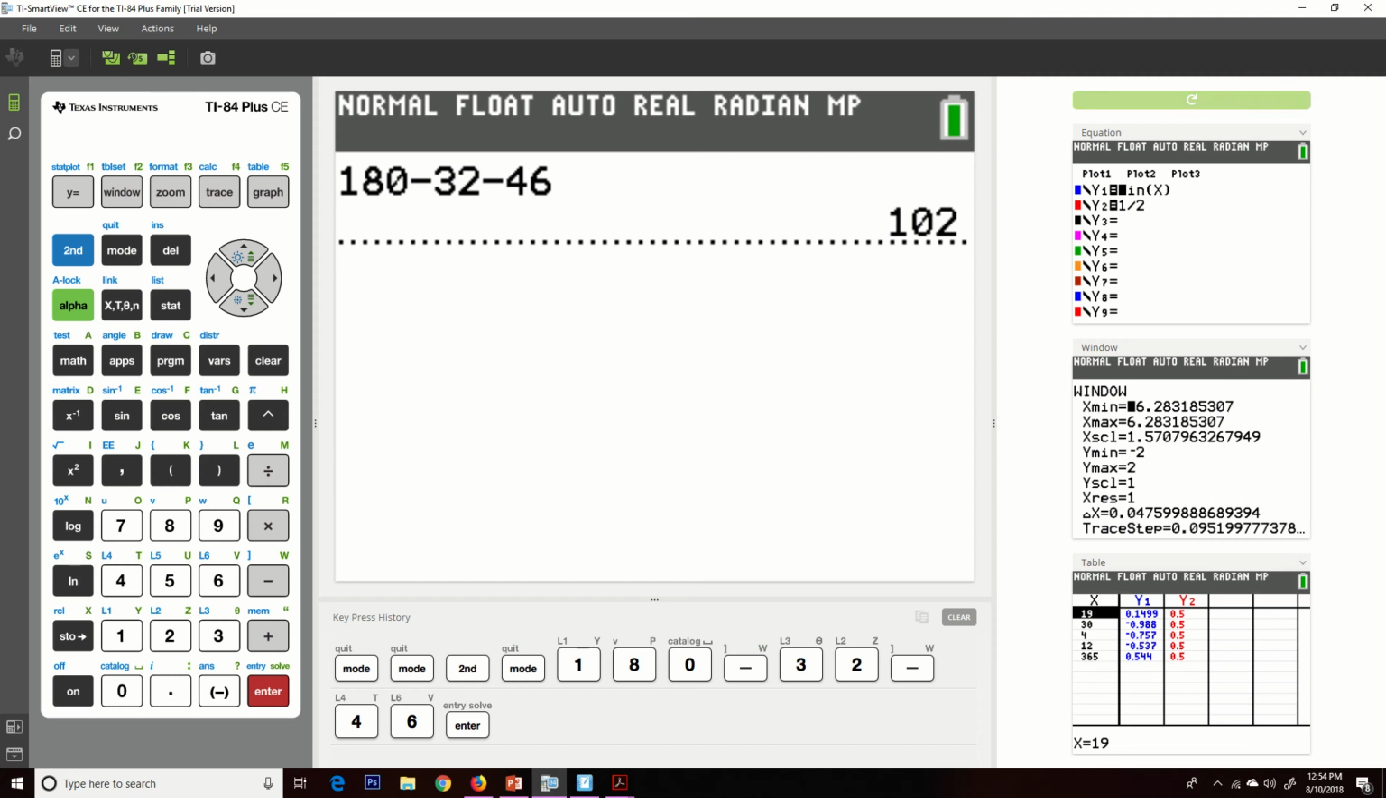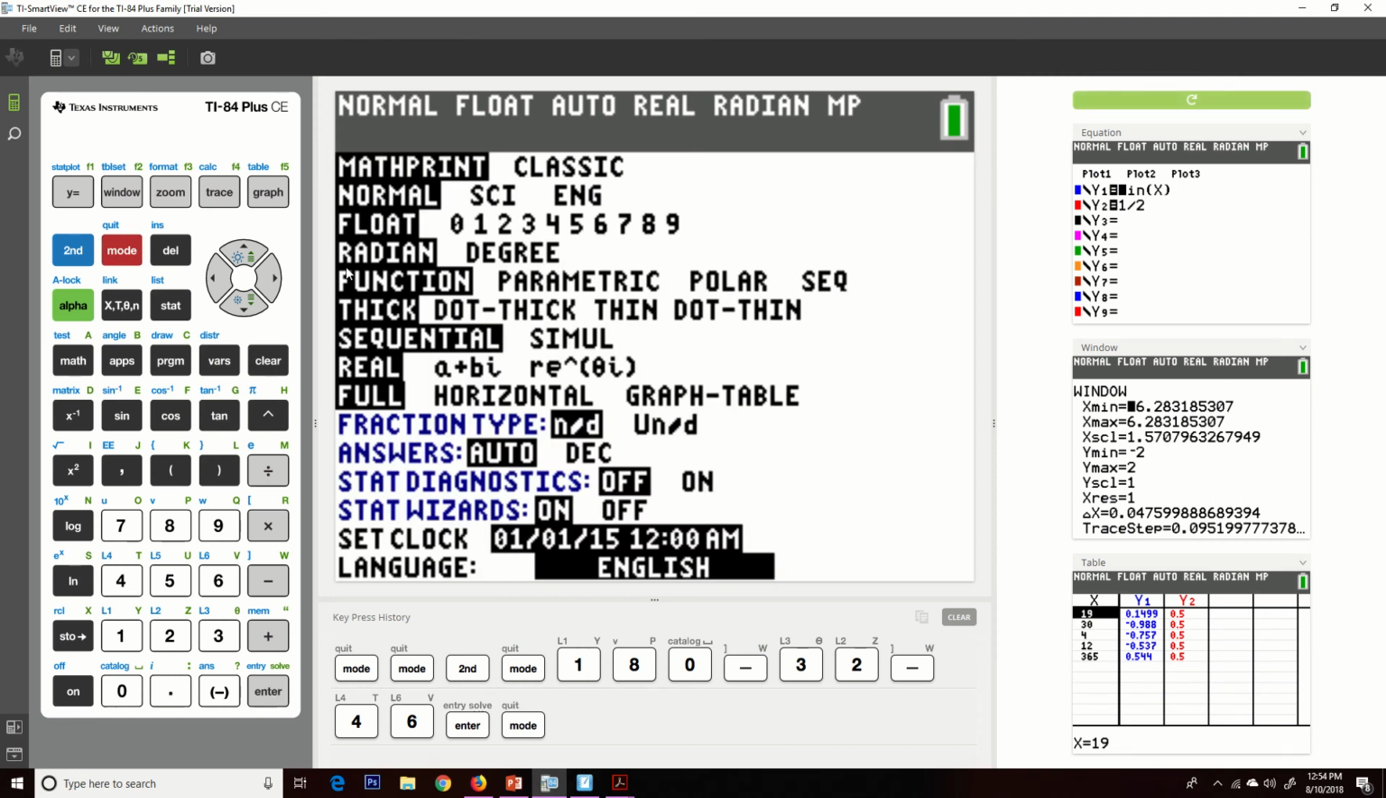So let's pull up the graphing calculator. We've been working in radians a lot, so we should check to make sure we are in degree mode. We are not, so we're going to change this to degree mode.